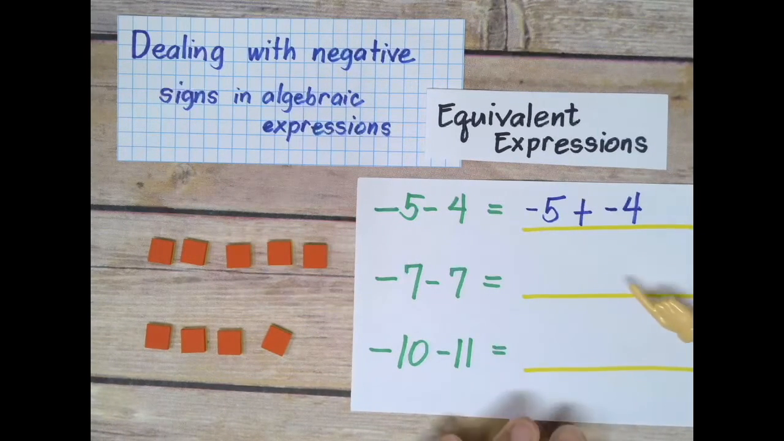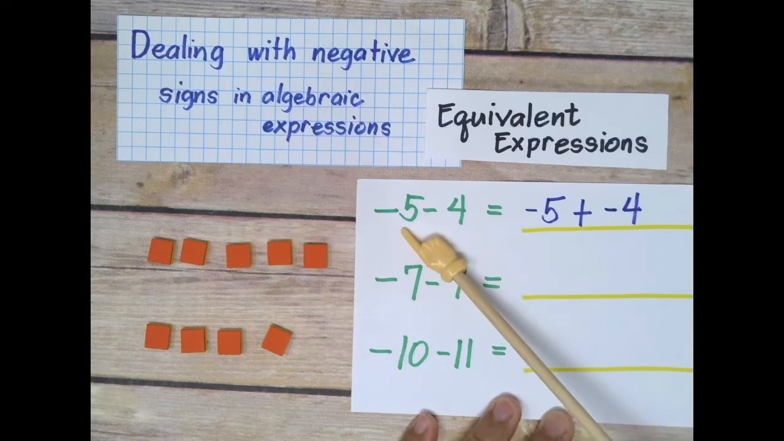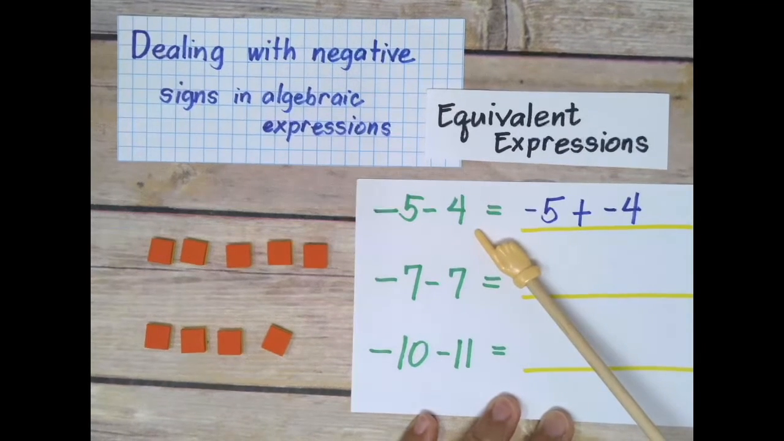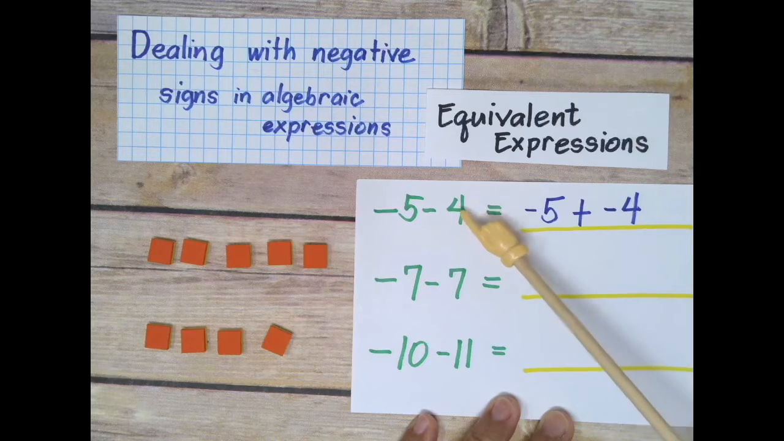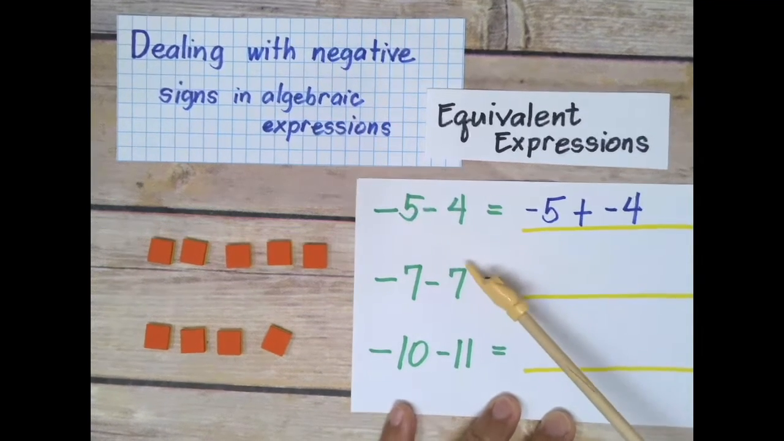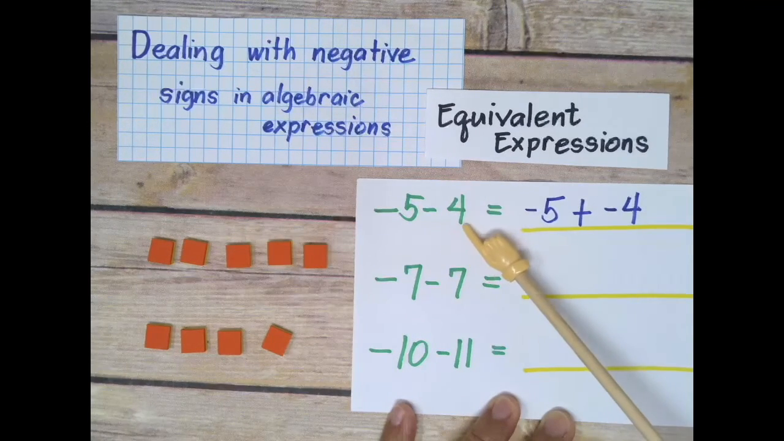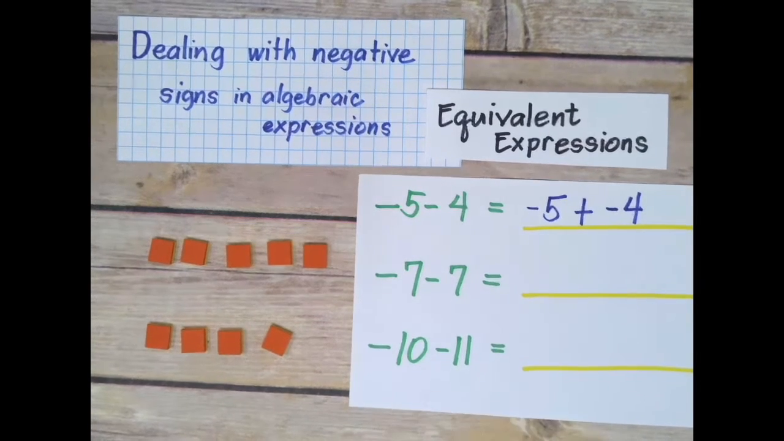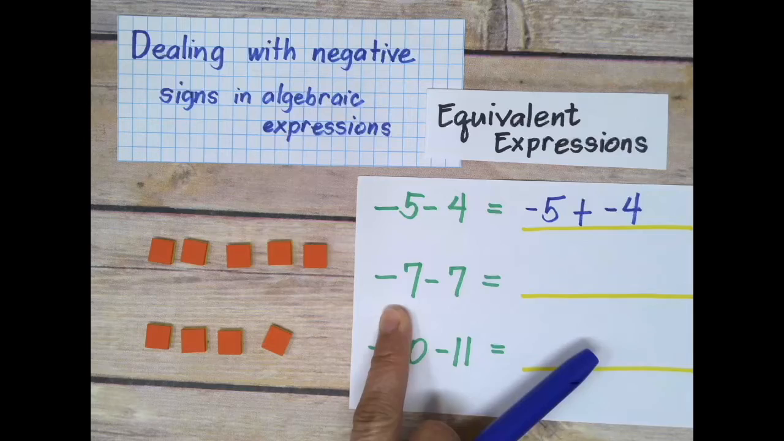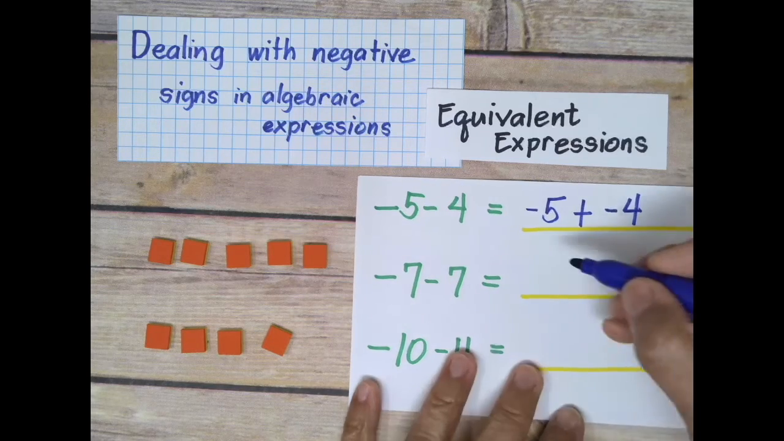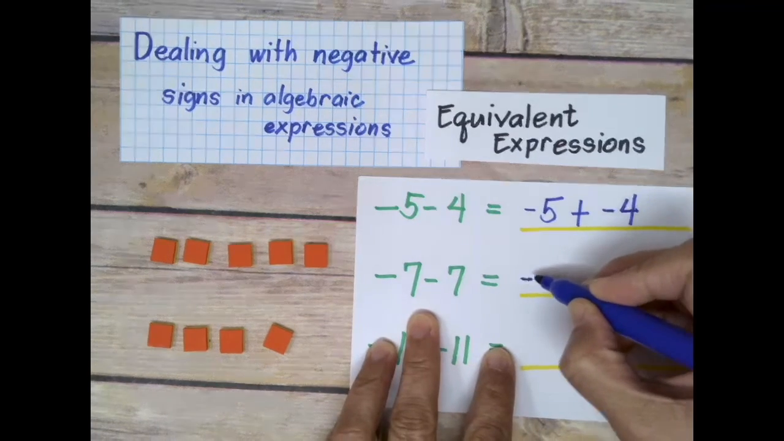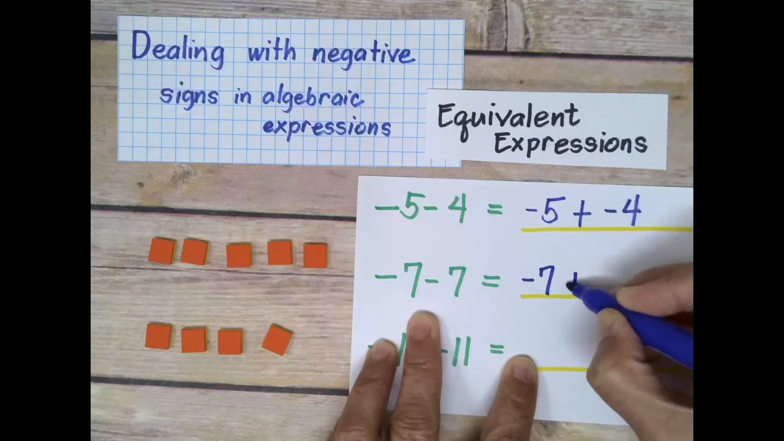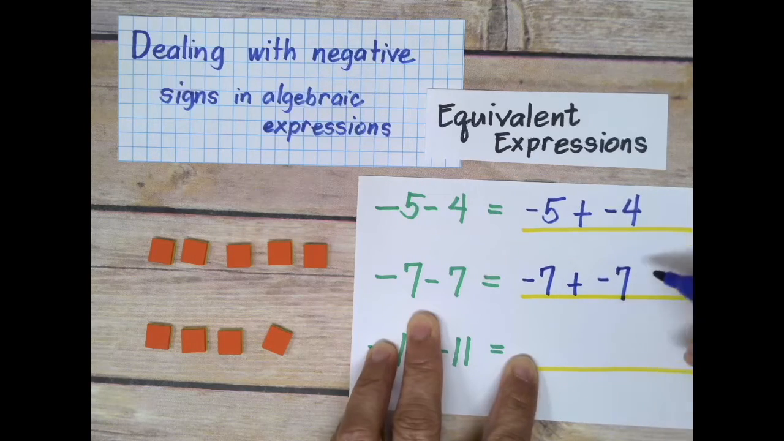So what do we have here? Negative 5 minus 4. We can see that the first number is simply added to the opposite of positive 4, which is negative 4. So for negative 7 minus 7, this will be equal to negative 7 plus negative 7.